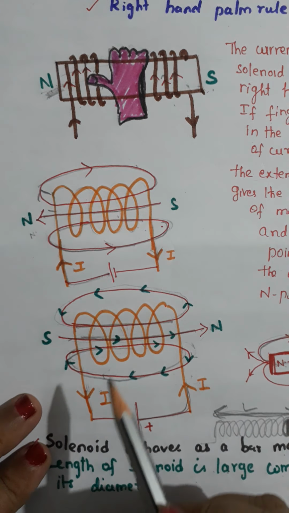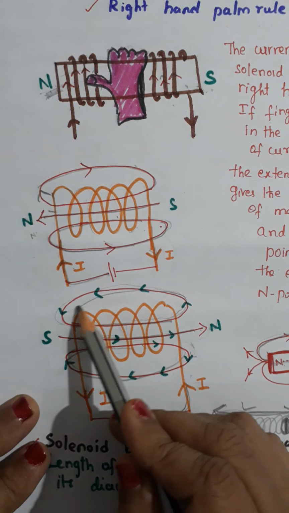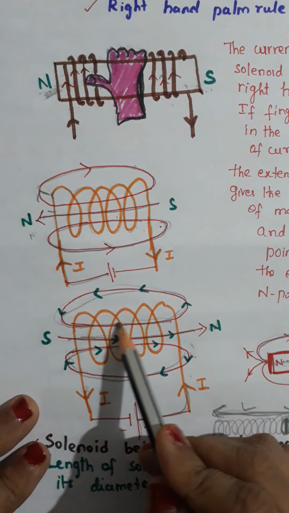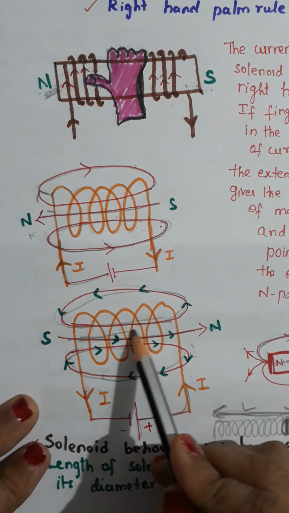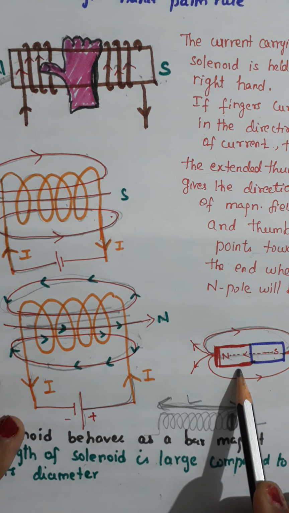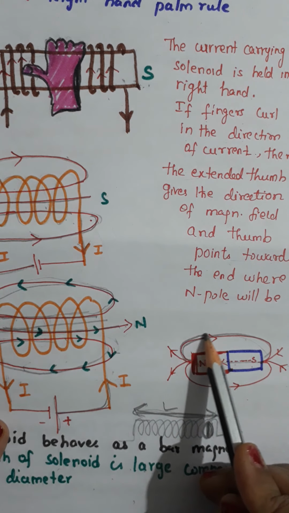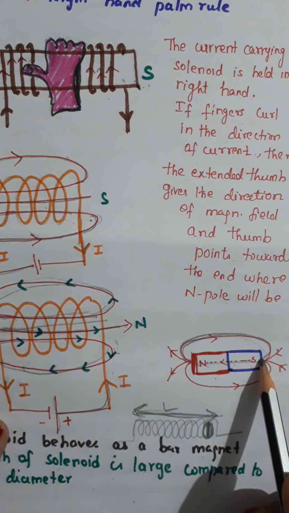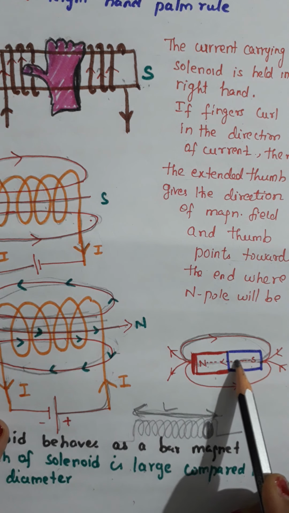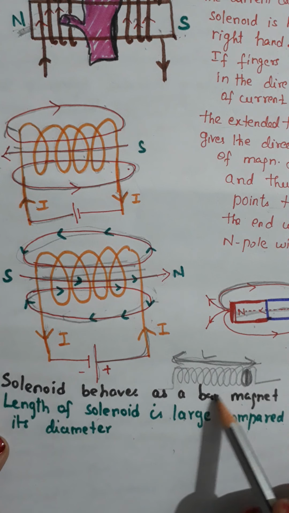You can see the magnetic field lines move from north pole to south pole, and inside the solenoid it is from south to north. Got it children? So this is the same property as that of a bar magnet. Here you can see a bar magnet. Magnetic field lines move from north to south pole outside the bar magnet, and inside it is from south to north. So the solenoid behaves like a bar magnet, right?